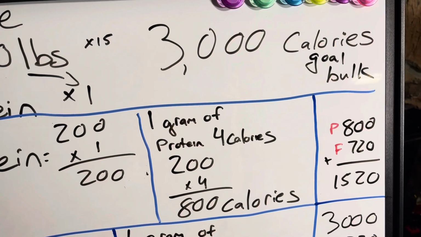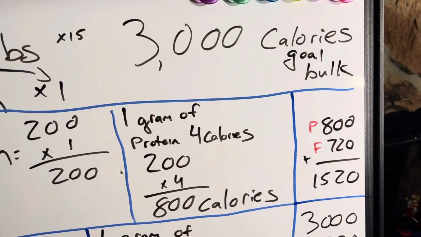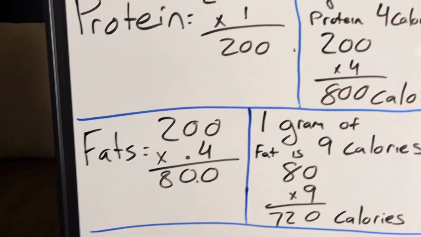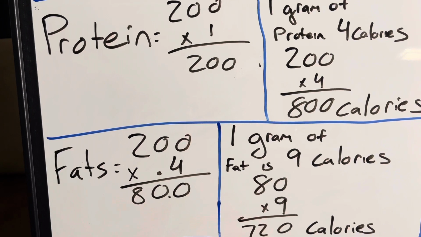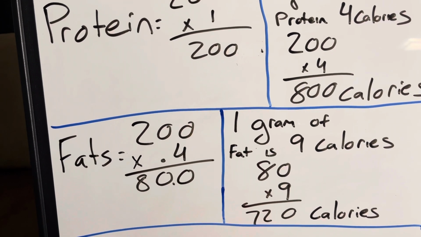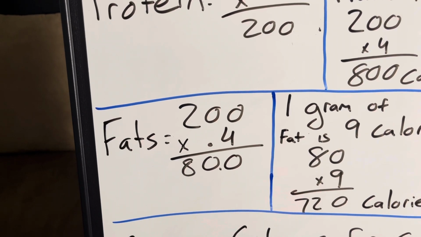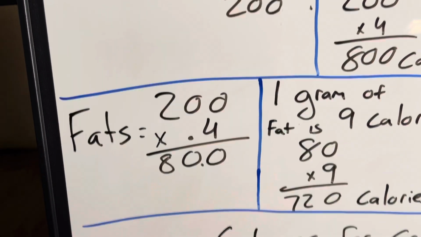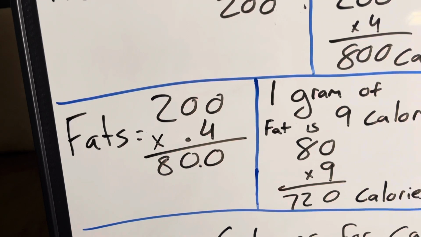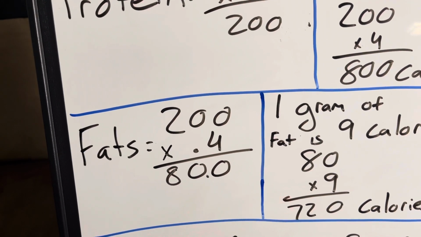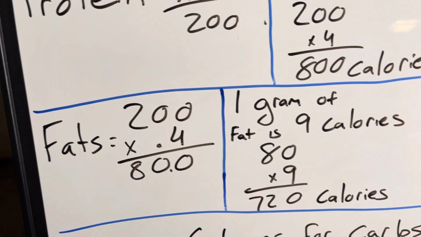Okay, now that we know how many calories is protein, let's go to the fats. For this formula, we're going with 0.4 gram of fat per body weight. So 200 times 0.4 gives you 80 grams of fat. That's how much fat they're going to eat for their macros, so the 80 grams of fat.